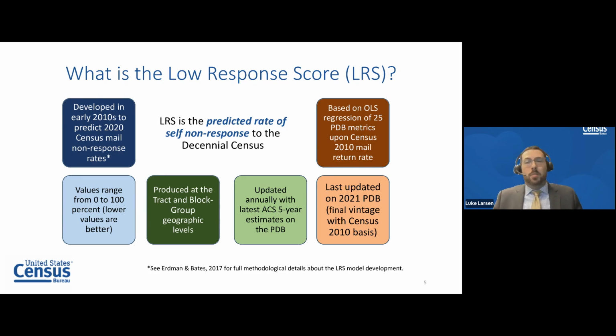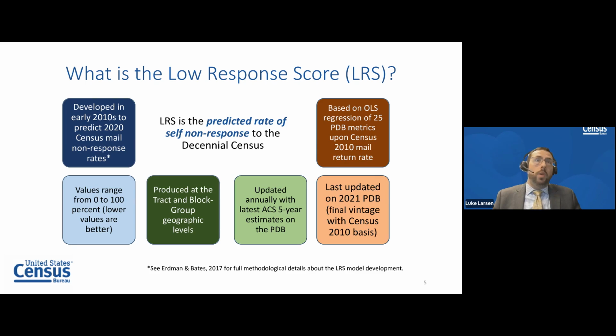Ben hit on all of these points really quickly, so I'll just say that this is a predicted rate of self non-response to the decennial census. It was developed in the early 2010s based on Census 2010 and ACS 5-year data. It's an ordinary least squares regression model that takes 25 planning database metrics from Census and ACS and regresses onto mail return rate.